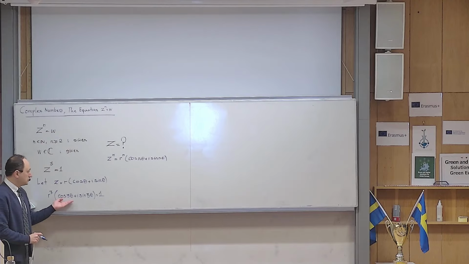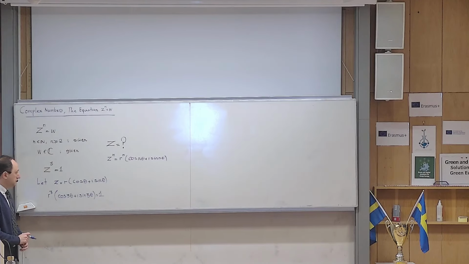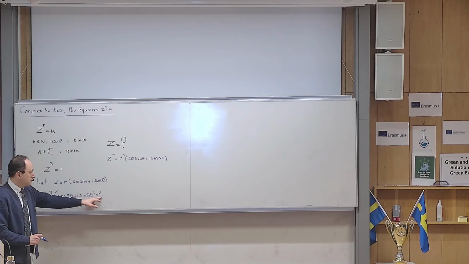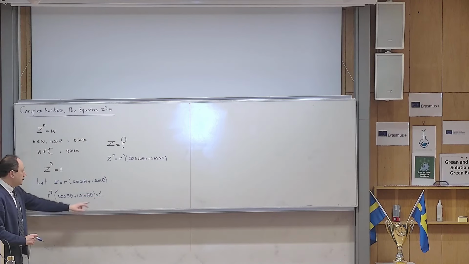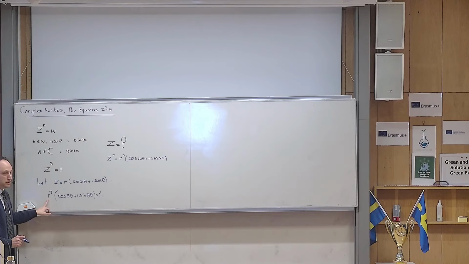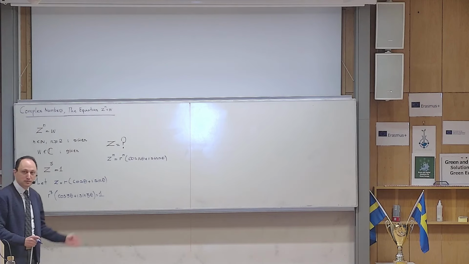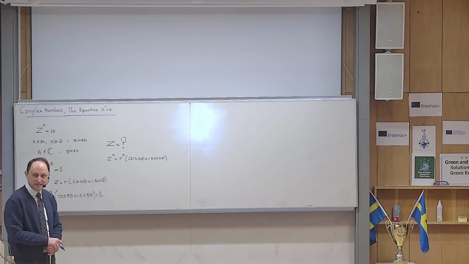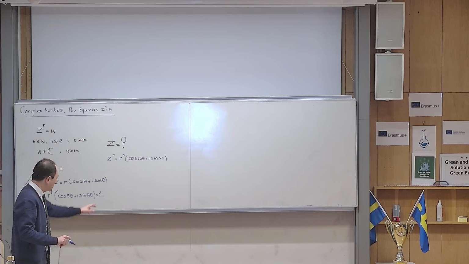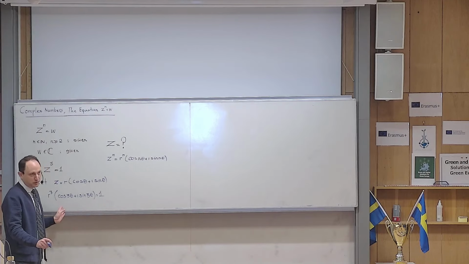Because if this complex number is supposed to be equal to that complex number, then the absolute value of this complex number should also match the absolute value of this complex number. But if I ask you what is the absolute value of this number, what is the answer? So what is the absolute value? No, this one is 1. But what is the absolute value of this? Well, of course, it is also 1, but on the other hand, it is?